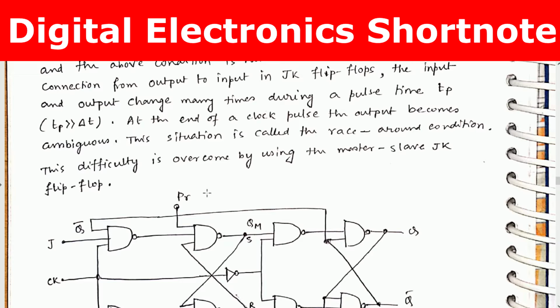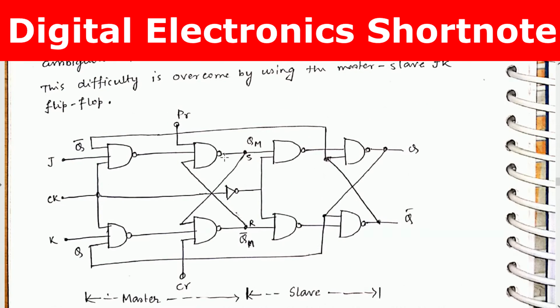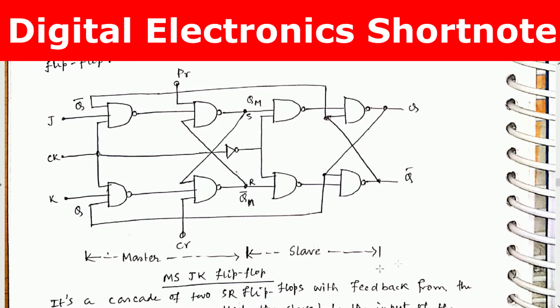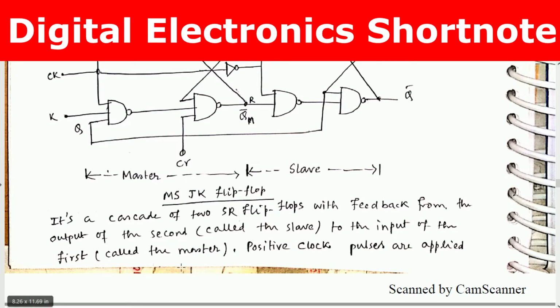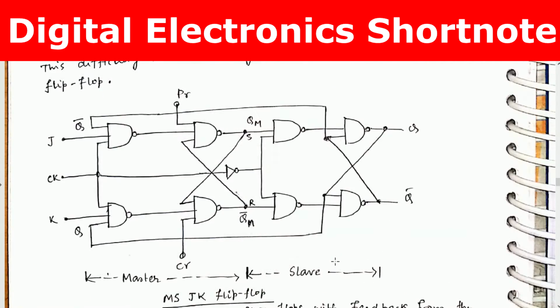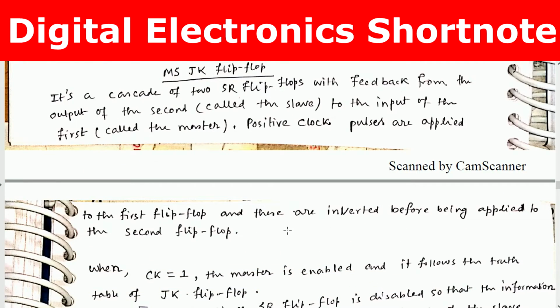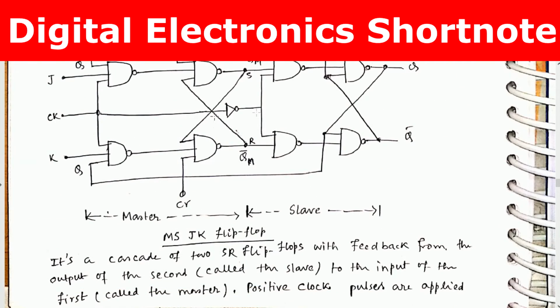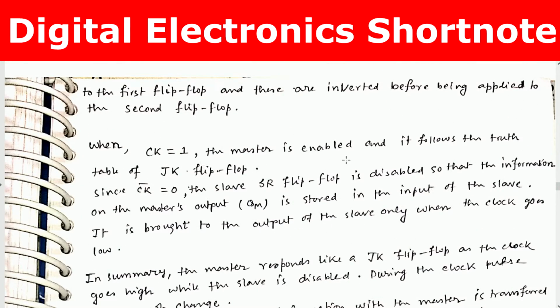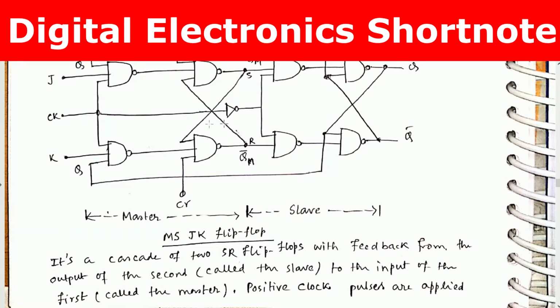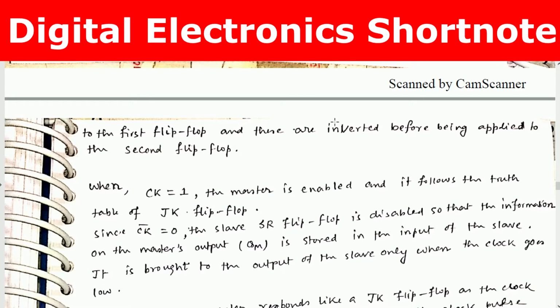This difficulty is overcome by using the master-slave JK flip-flop. So this part is called a master, and this part is called a slave. It's a cascade of two SR flip-flops with feedback from the output of the second, called the slave, to the input of the first, called the master. Positive clock pulses are applied to the first flip-flop, and these are inverted before being applied to the second flip-flop. When clock equals 1, the master is enabled. This is the master part. And when clock is 0, meaning this becomes 1, then the slave is enabled.